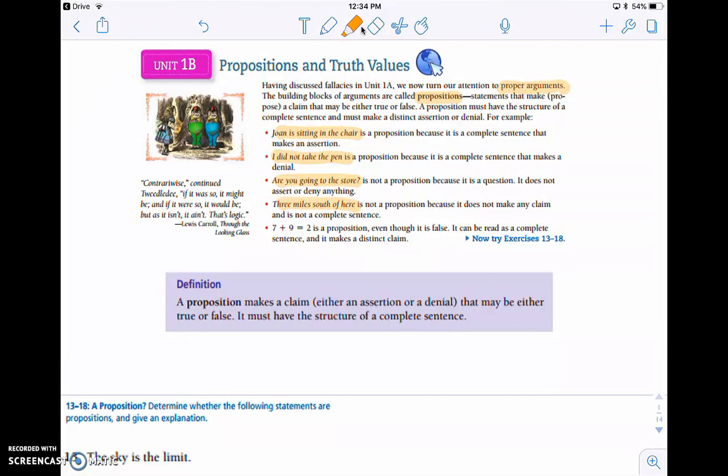And then lastly, the mathematical equation 7 plus 9 equals 2 is a proposition. Even though it's false, it's still a proposition, because you can read it as a complete sentence, it is a distinct claim. Remember, a proposition makes a claim, which is an assertion or denial that may either be true or false.